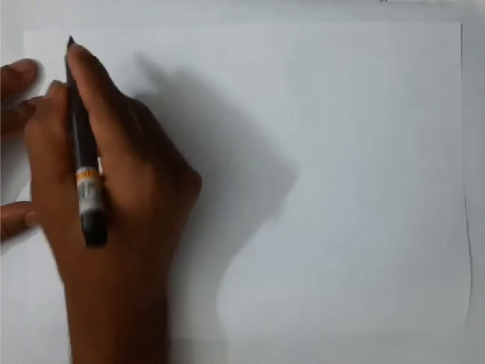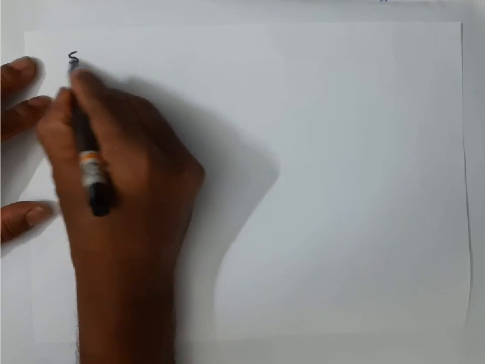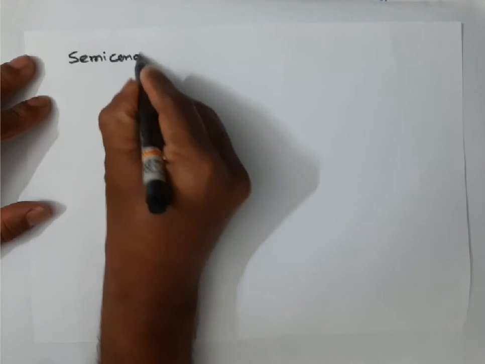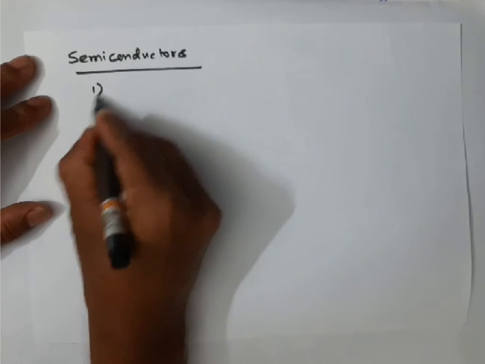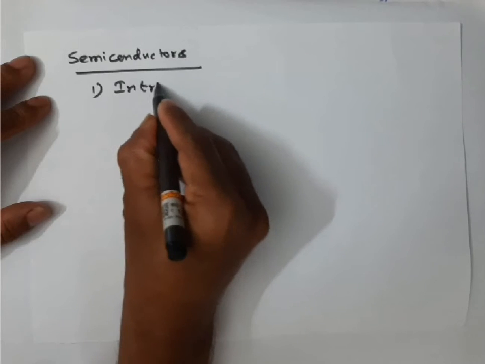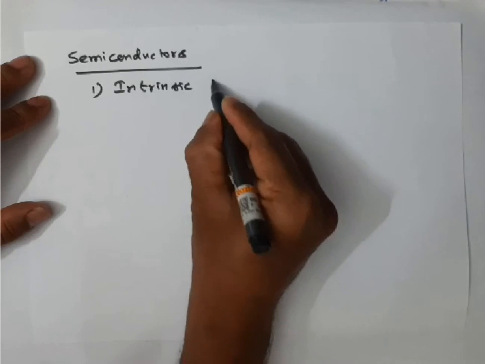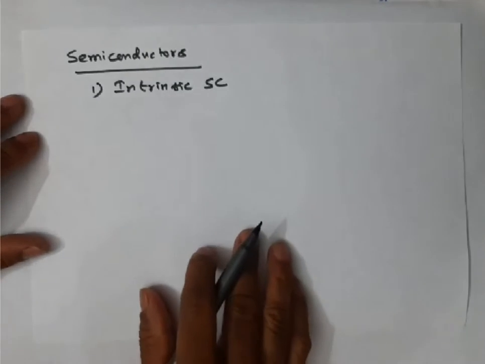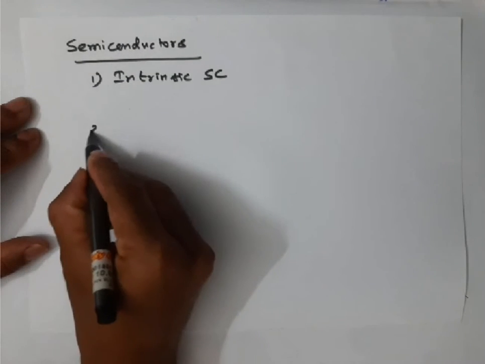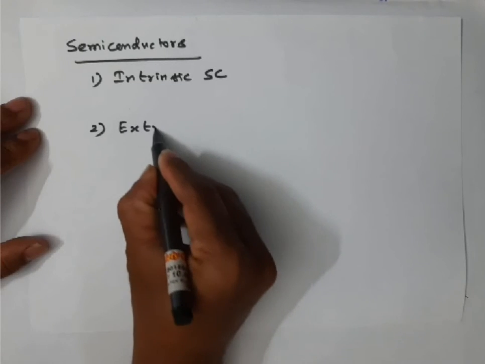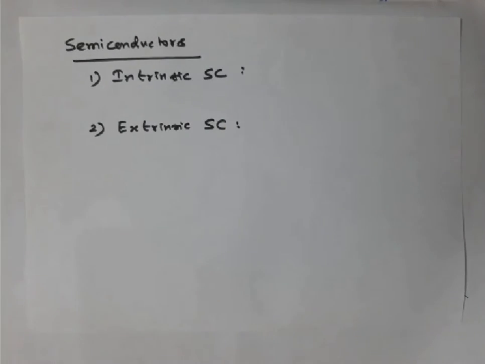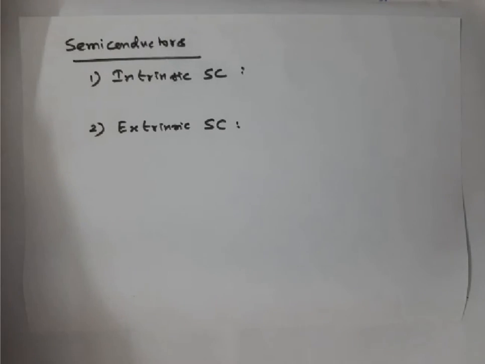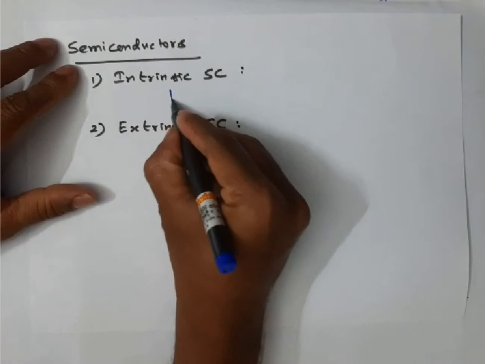So we classify semiconductors into two. Number one, intrinsic semiconductor, I'll put simply SC, means intrinsic semiconductor. And second one, extrinsic semiconductor. We classify semiconductors into two, intrinsic and extrinsic. Remember, intrinsic semiconductor means pure semiconductors, pure.